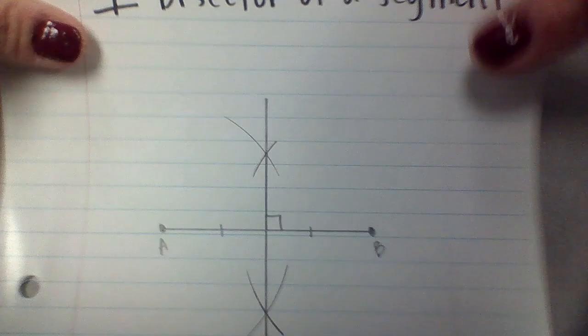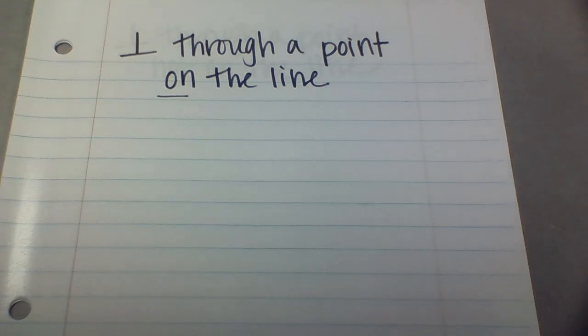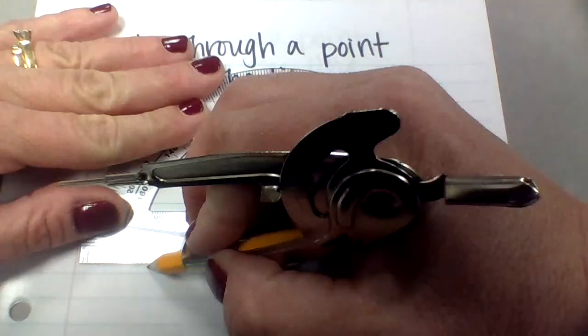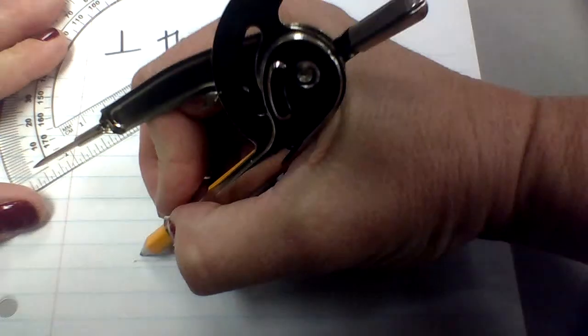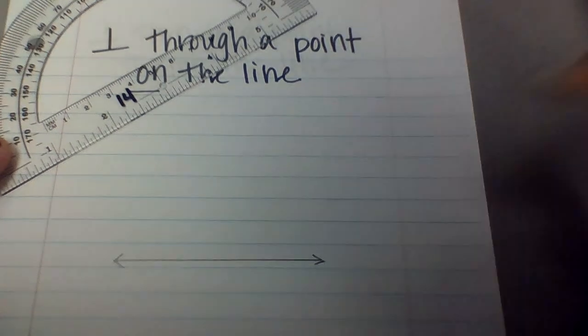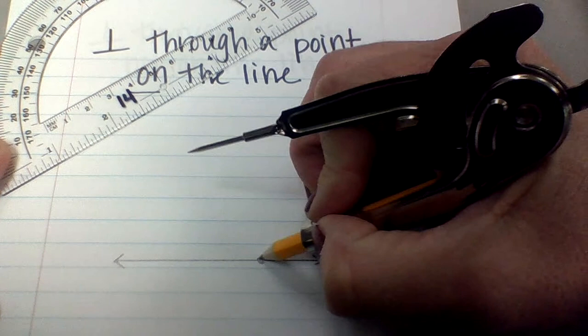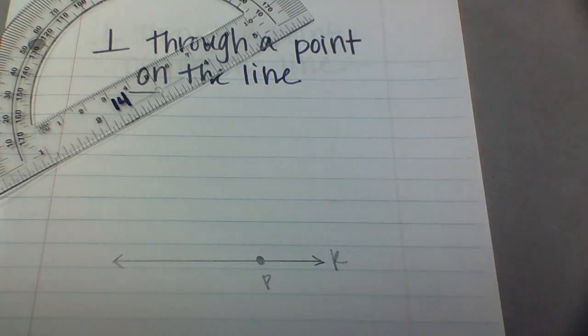The next one is perpendicular through a point on the line. First of all, we're going to just draw a line. It doesn't matter where it goes, if it's slanted at all. So there's our line. Let's call it line K, and let's put point P somewhere on the line. I'm not putting it in the middle, it can be anywhere on the line.